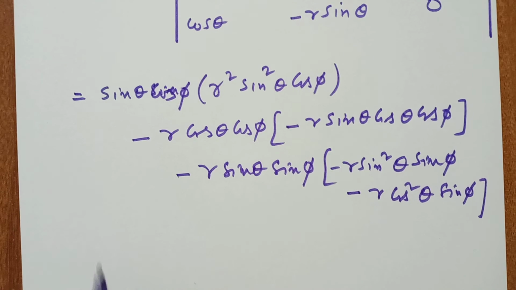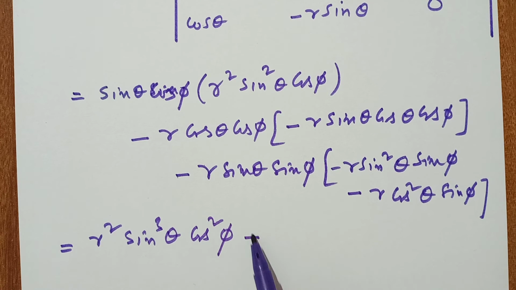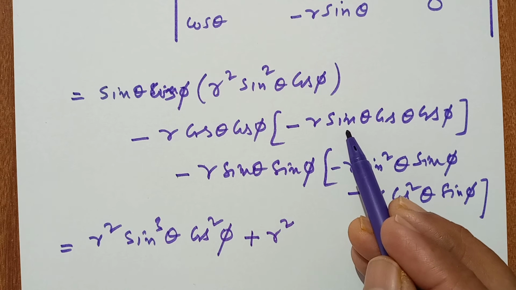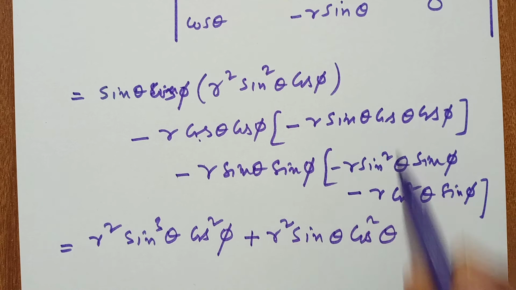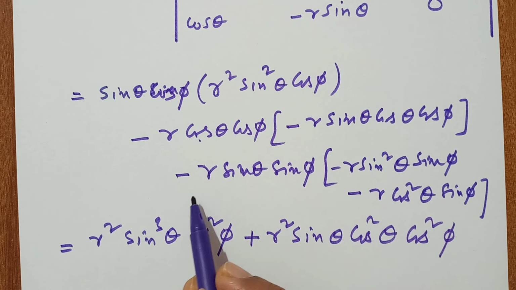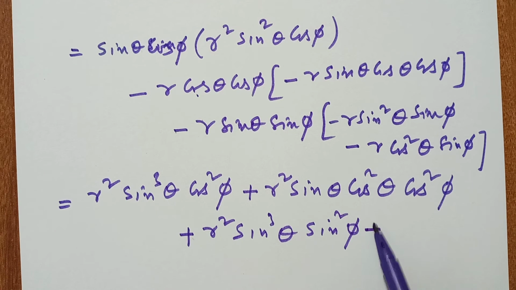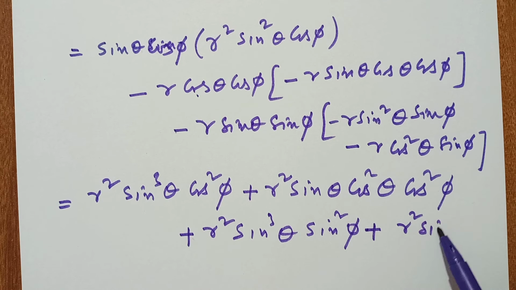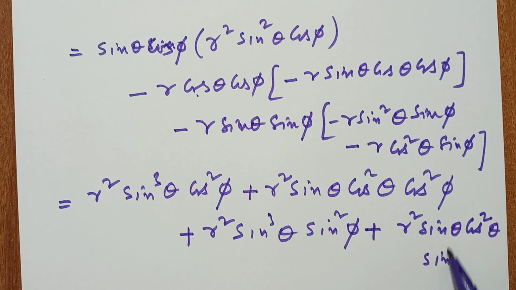Okay, so this is equal to r square sine cube theta cos square phi plus r square sine theta cos square theta cos square phi, and this is minus minus plus, r square sine cube theta sine square phi plus r square sine theta cos square theta into sine square phi.